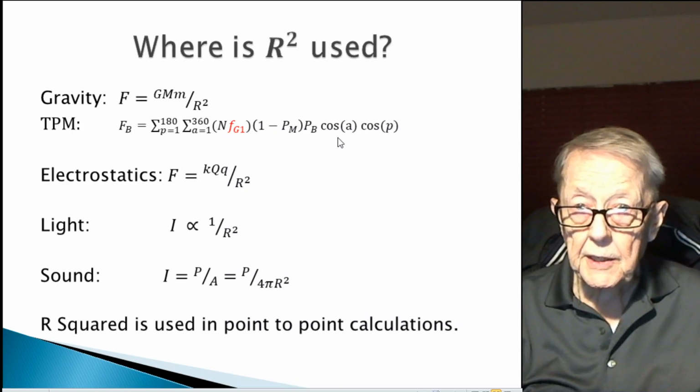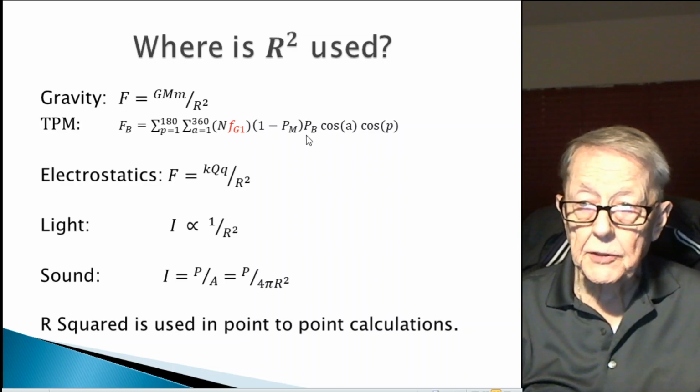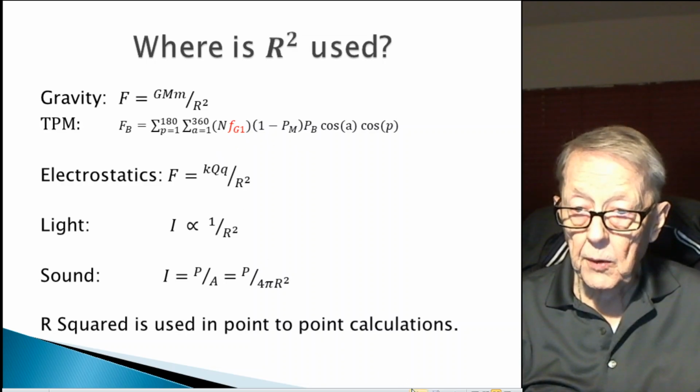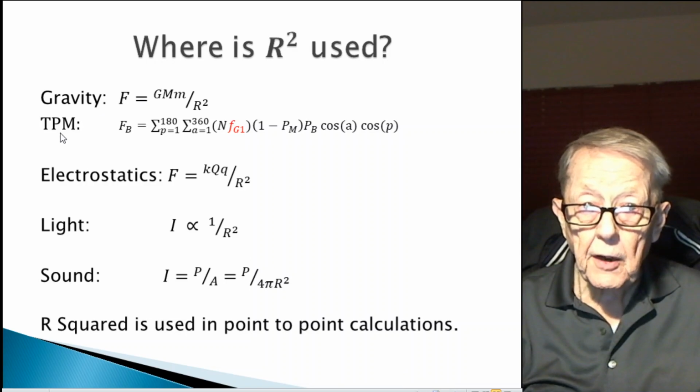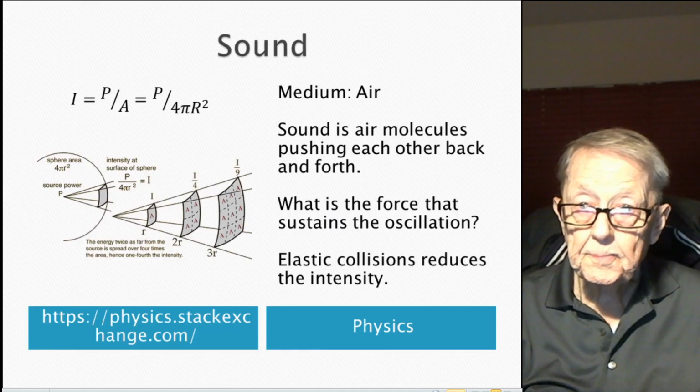Second question is the particle model. This is the equation I derived for the gravity experiment I did many years ago. R squared does not appear in that equation. It appears here, and yet this equation worked quite well.